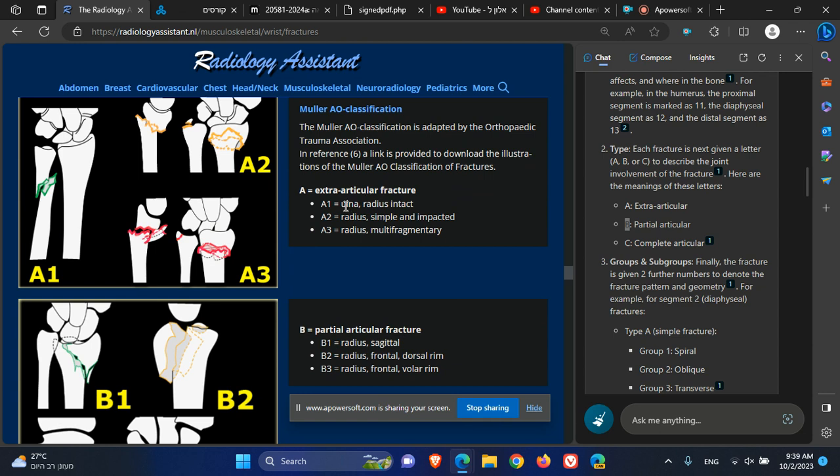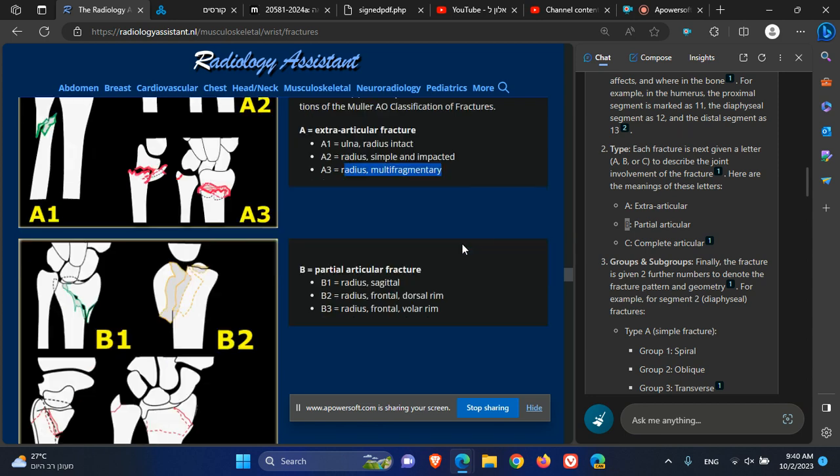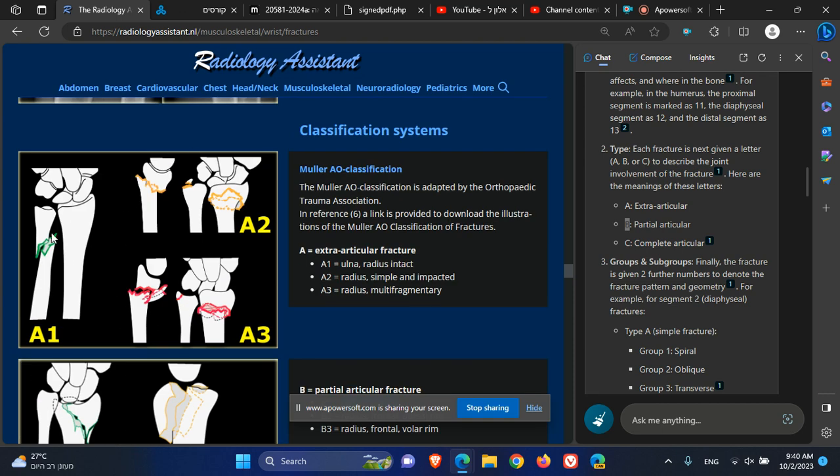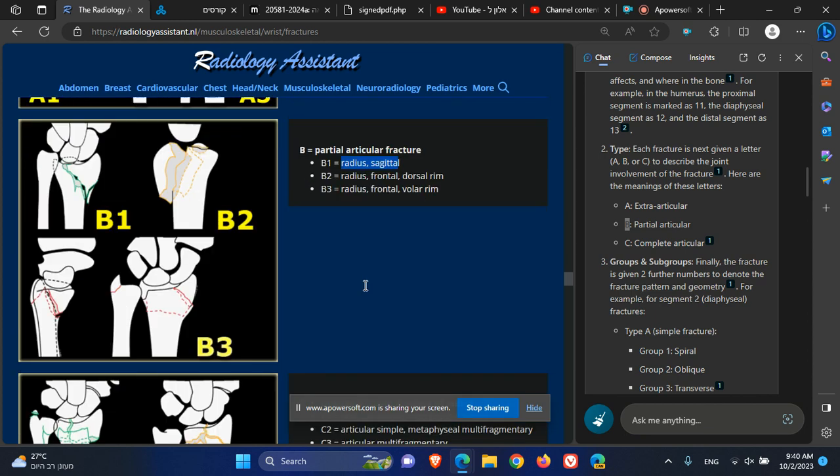So A, in the mildest form, it's only the ulna, goes to radius simple or impacted, and goes to radius multifragmentary. B starts with radius sagittal, like here, and you can see the fractures here. Yeah? It's just ulna. It's radius simple or impacted, and it's radius multifragmented, and the ulna, of course, can be involved. B partial articular fracture, you can see B1, which is sagittal, B2, which is frontal dorsal rim, and B3, which is frontal volar rim.